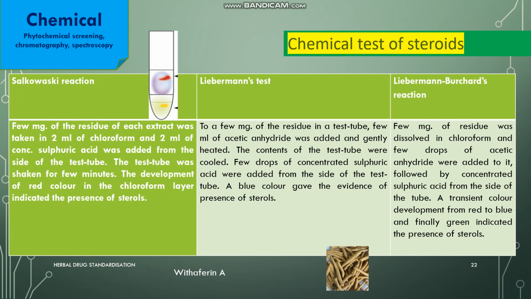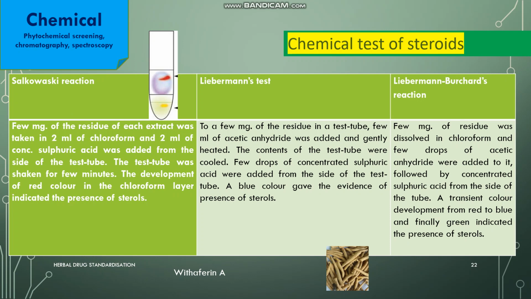So let's just recall in brief. Generally we do this topic in brief. So for the test for steroids, there are different tests like the Salkowski reaction, Lieberman test, and Lieberman-Burchard reaction. If we talk about the Salkowski reaction, what we will do is first prepare an extract of the drug. Suppose you have to do this test on a drug. You will take a crude drug, prepare an extract, then perform this test.